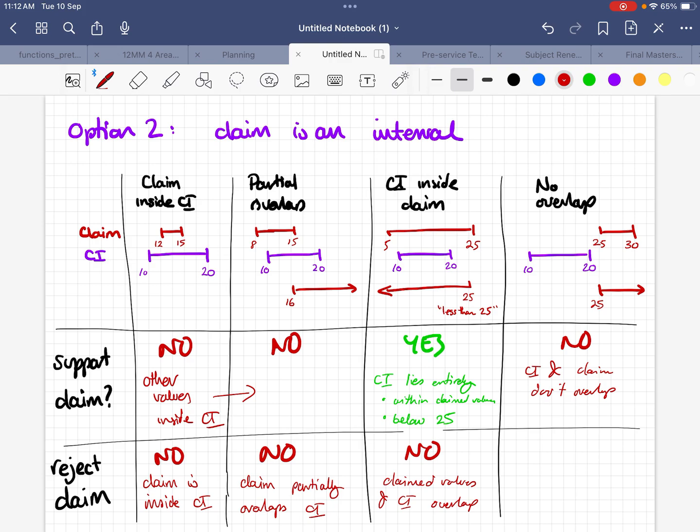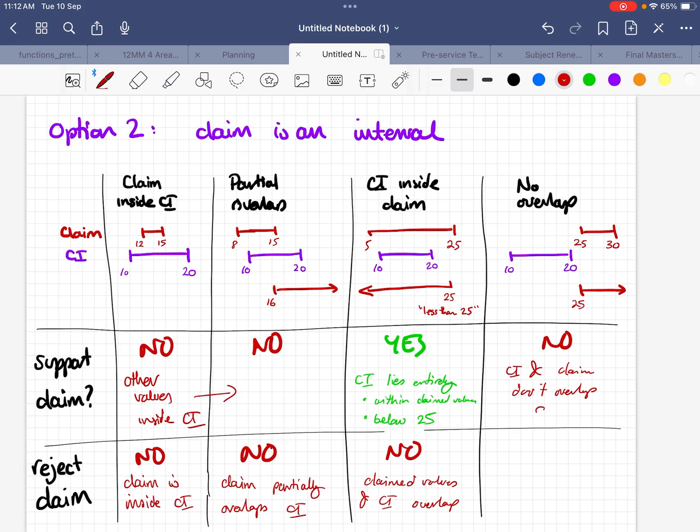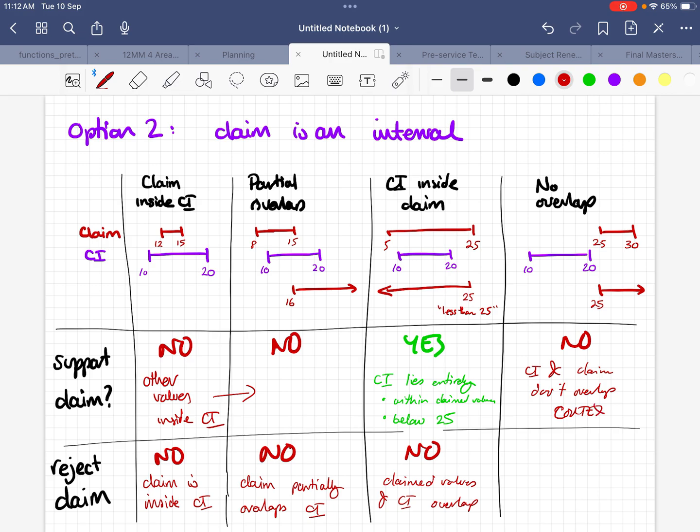And you know what? We might actually make this a little bit more contextual. So that means if our claim is we're saying that it's more than 25, well, our confidence interval is entirely below 25. Okay, there's that context given in that answer, that specificity. It's not just they don't overlap, right? We're specifically talking about the numbers, the intervals that we're seeing here. So while we can't support the claim, we can actually reject this claim.